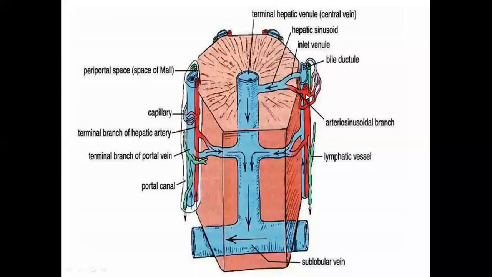So here is a closer view: the inlet venule from the terminal branches of the portal vein and the arteriosinusoidal branch from the terminal branches of the hepatic artery. Their blood opens into the hepatic sinusoids, then into the central vein and sublobular vein, and after the sublobular vein it opens into the hepatic vein. After the hepatic vein, it enters the right atrium of the heart through the inferior vena cava.